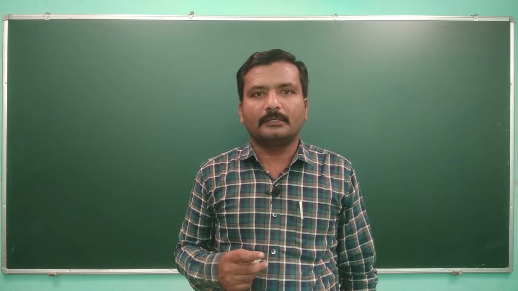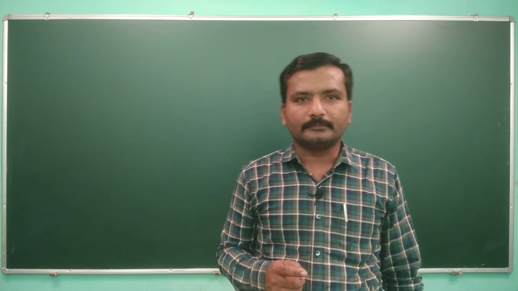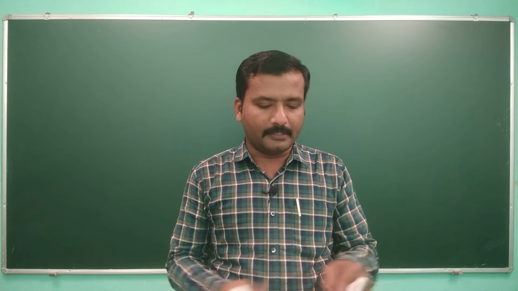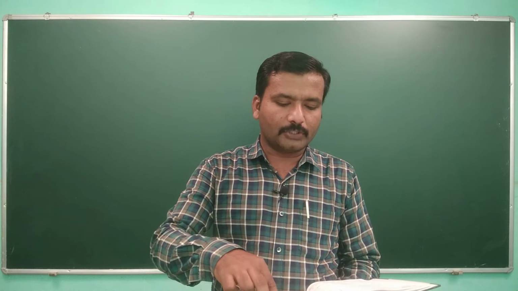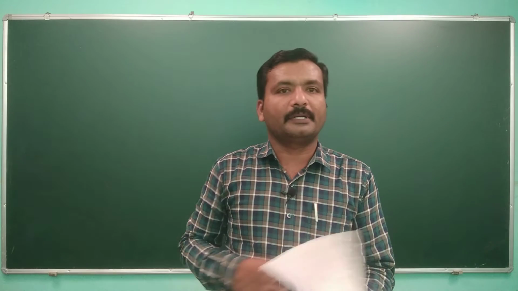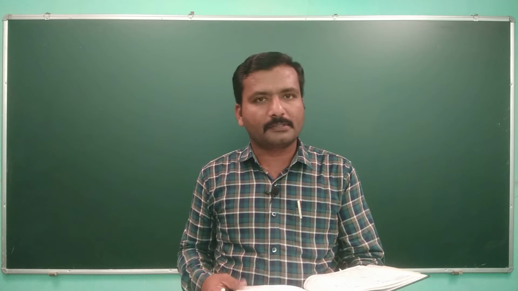In today's lecture, we are going to discuss three topics: deviation produced by a thin lens, focal length of two thin lenses in contact, and equivalent focal length of two lenses separated by a distance. Let us see these three topics one by one.